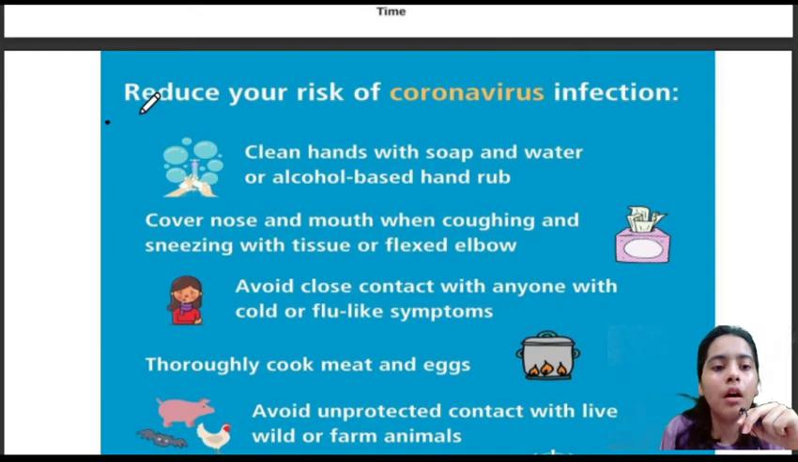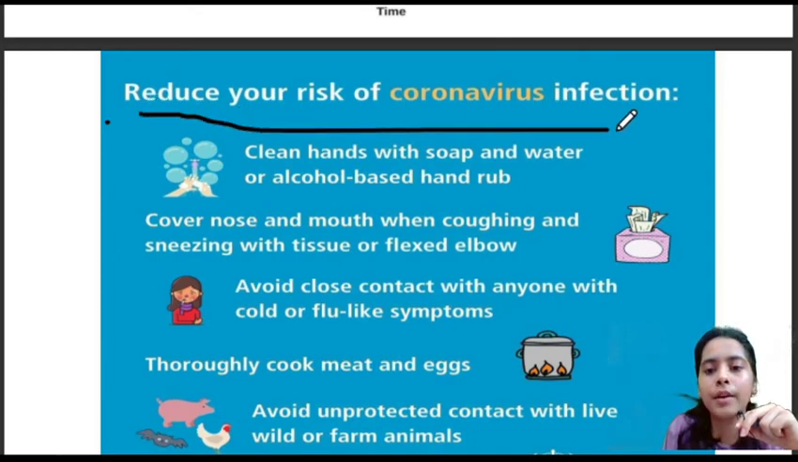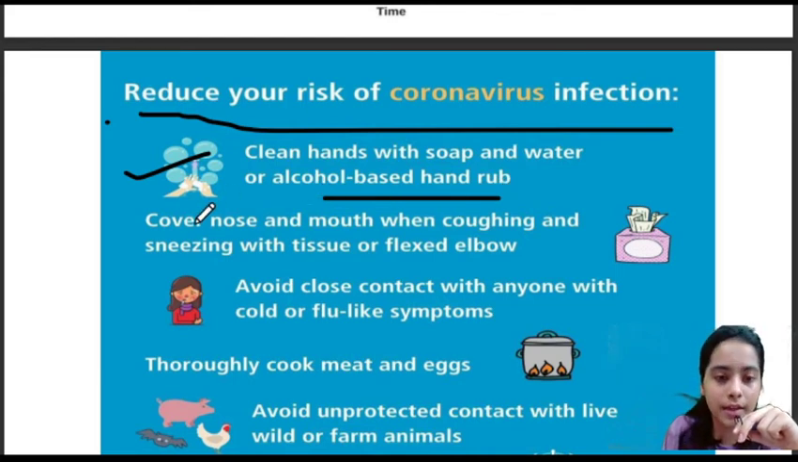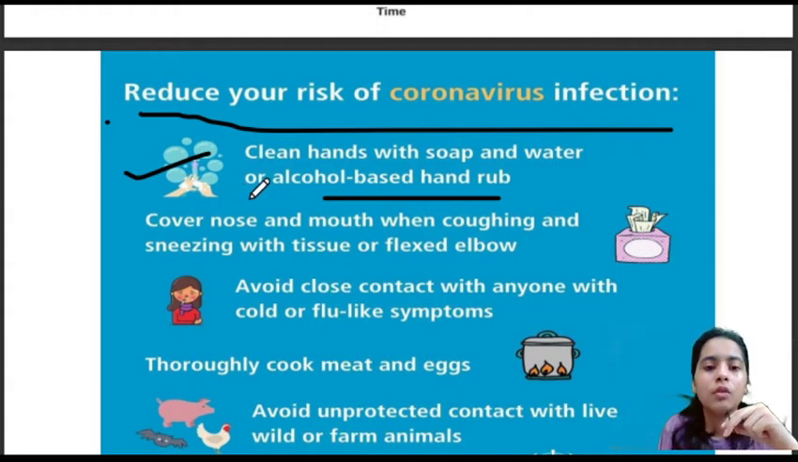So comes reduce your risk from coronavirus infection. Those are the measures basically. First is clean your hand with soap and water or alcohol based hand rub. Alcohol based hand rub is nothing but your sanitizer. So just wash your hand after coming from the market or after having your meal. So these are the basic etiquettes that one should have.